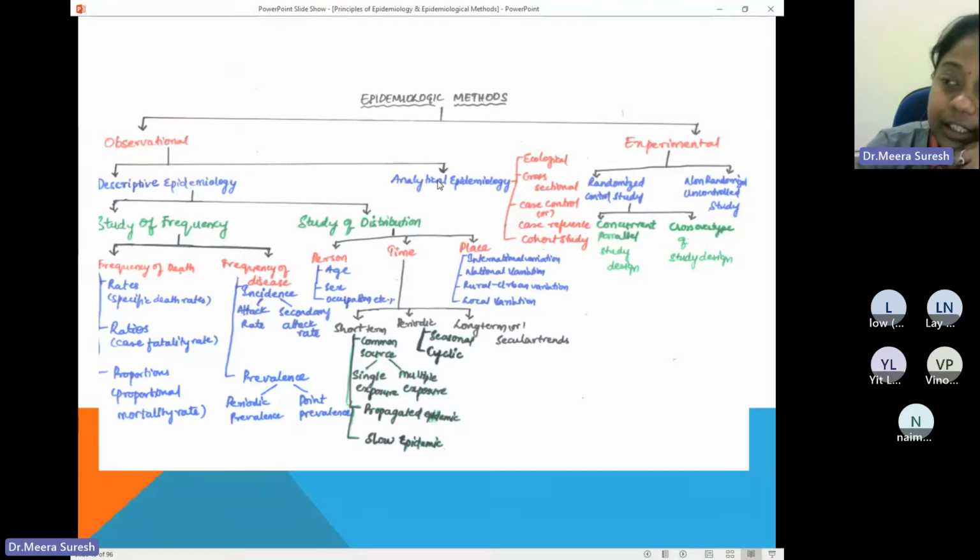In that manner, ecological or correlational study is always, with no confusion, under descriptive epidemiology. The confusion always comes because of the cross-sectional study. If there is a comparator group, it will come under analytical epidemiology, and if there is no comparator group, it will go toward descriptive epidemiology. So we have done up to that, and in the next class, we have to do the cohort and the case control study.